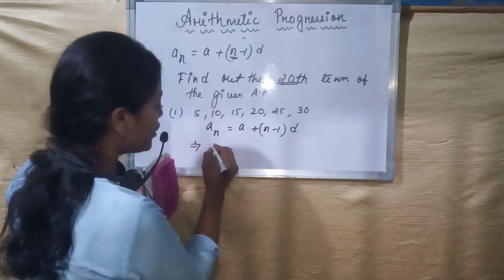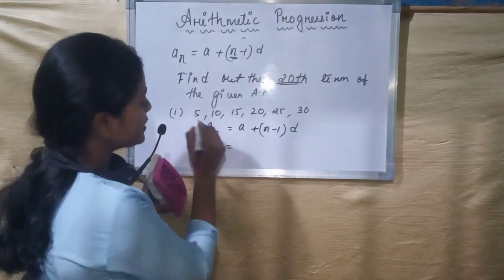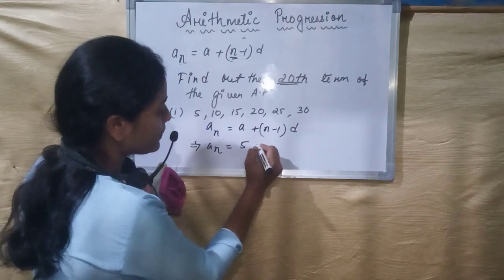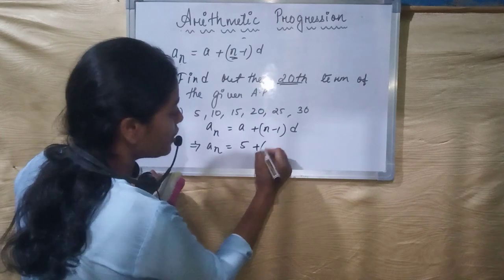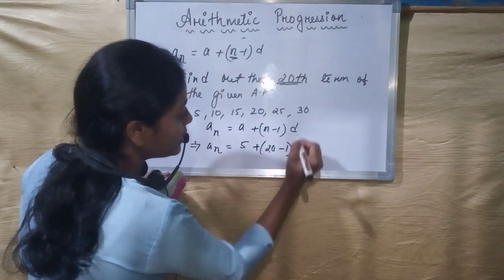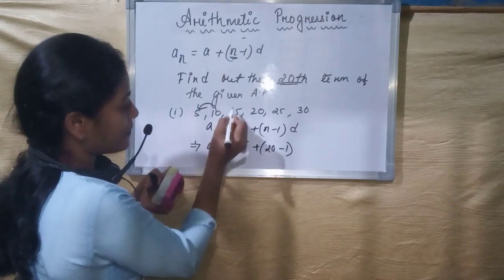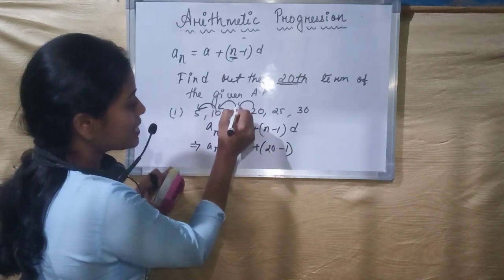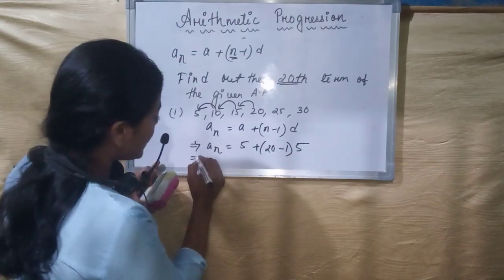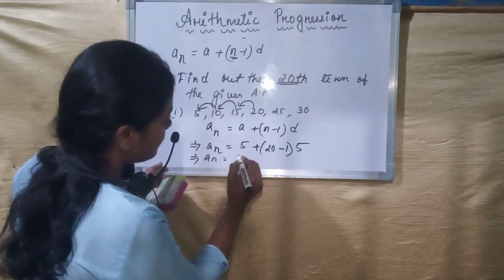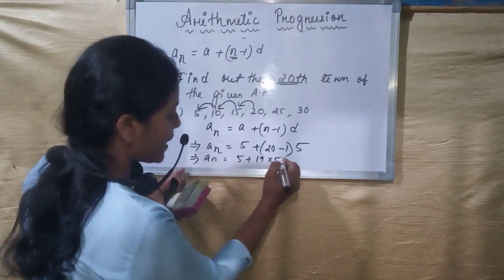Now here we don't know what the 20th term will be, so an will be as it is. The first term of this AP is 5. And which term do we need to find? The 20th term. So n will be 20 minus 1, and the difference between the numbers is a2 minus a1, that means 10 minus 5, 15 minus 10, 20 minus 15, we get the same difference, 5. So here an equal to 5 plus 20 minus 1, which is 19, so 19 into 5.